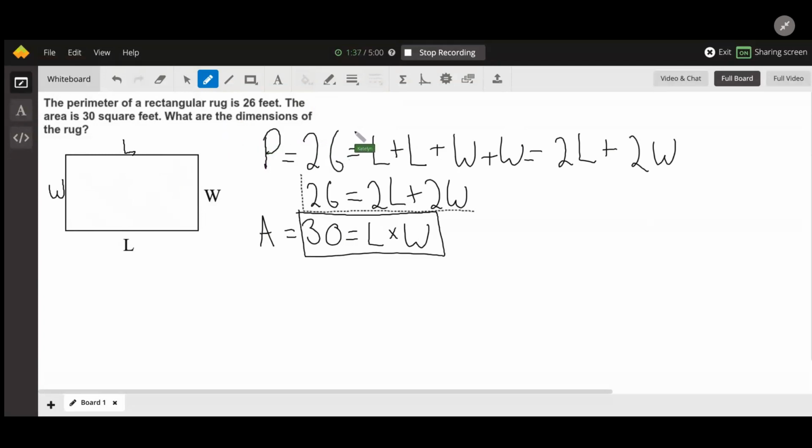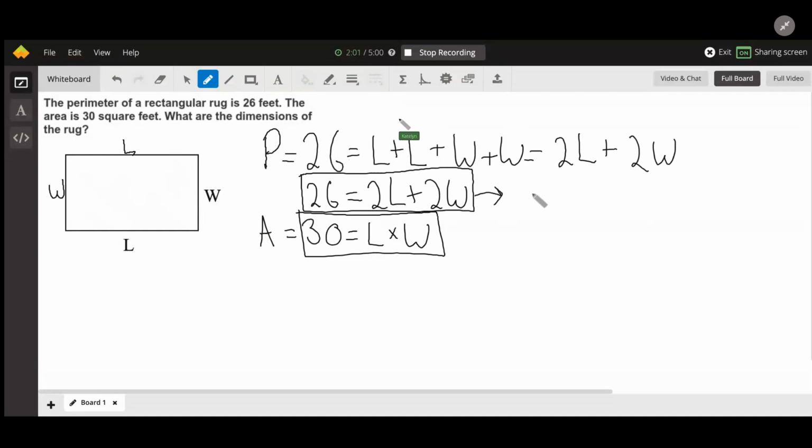So now we have two variables in each of these equations, so we can't solve either of them. So this is what we call a system of equations, where we have to isolate one variable and plug it into the other equation. So I'm going to choose, let's work on this equation.